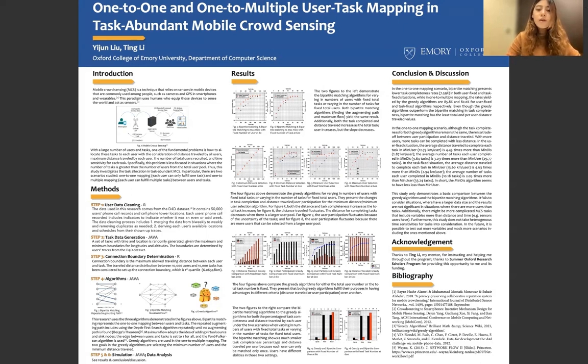And also, finally, we did compare the task completeness rate among the one-to-one and one-to-multiple mapping algorithms. Definitely, one-to-one mapping has a lower task completeness rate because each user can only complete one task. But at the same time, it also has the lowest distance traveled per user number.